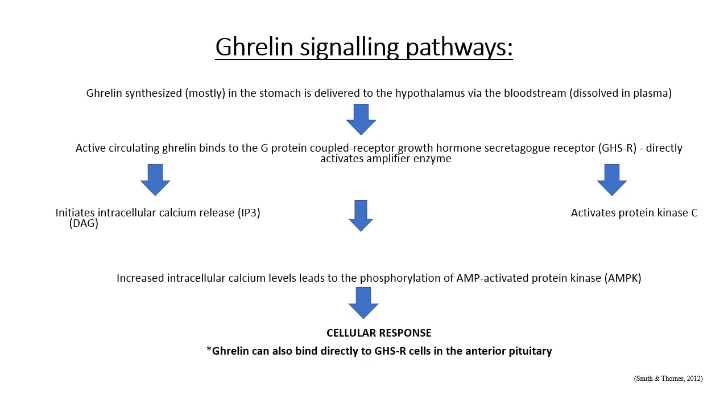Once ghrelin is synthesized, mostly in the stomach as a peptide hormone, it is transported in the blood dissolved in plasma. On reaching the target cells, it binds to a G protein coupled receptor. This directly activates the amplifier enzyme phospholipase C. This in turn activates second messenger systems of IP3 to release intracellular stores of calcium and DAG to increase phosphorylation of AMP-activated protein kinase. Together, the phosphorylation and the increase of calcium produces the cellular response.